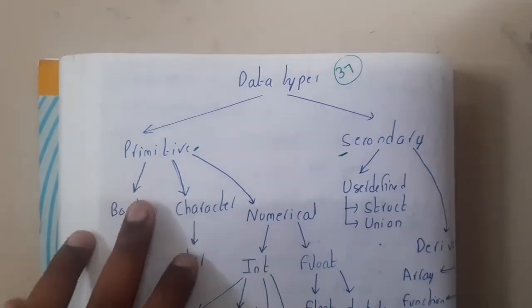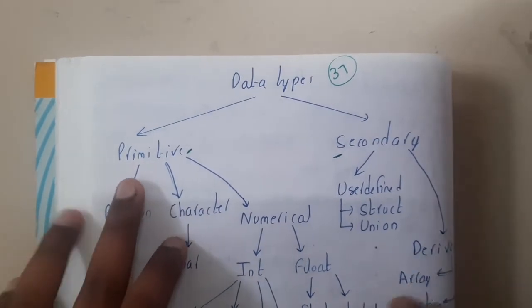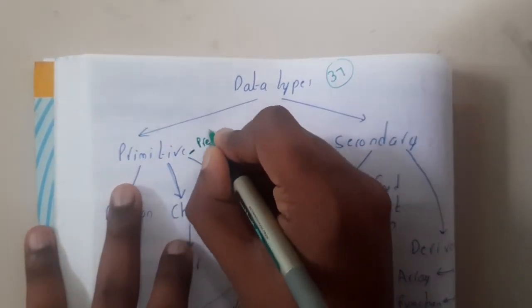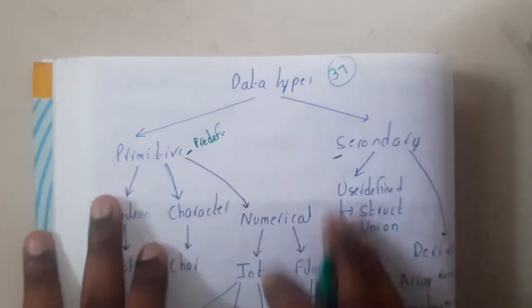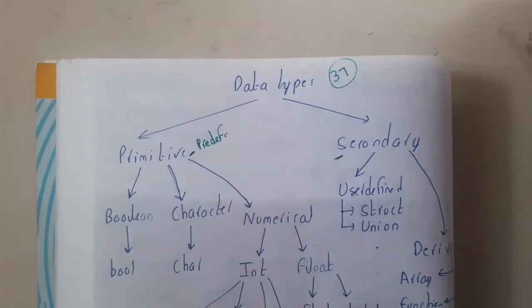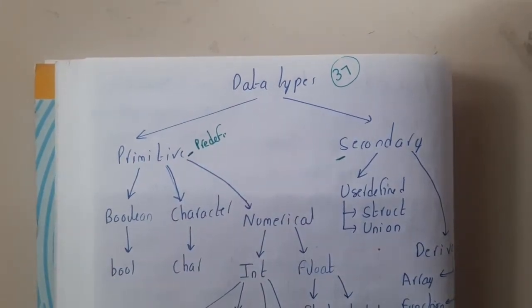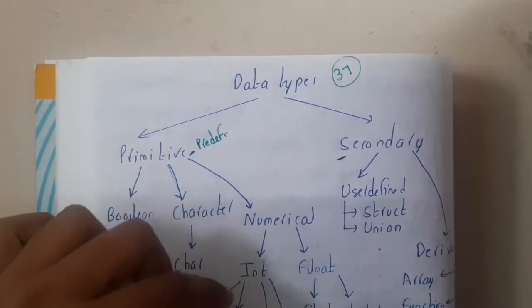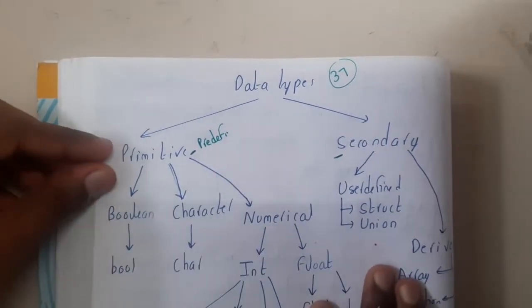So what is a primitive data type? Primitive data types are the predefined ones. These are predefined and well known to the compiler which you are using. If you are using a C compiler, it knows the keywords and recognizes these words. That is the reason why these are called primitive.